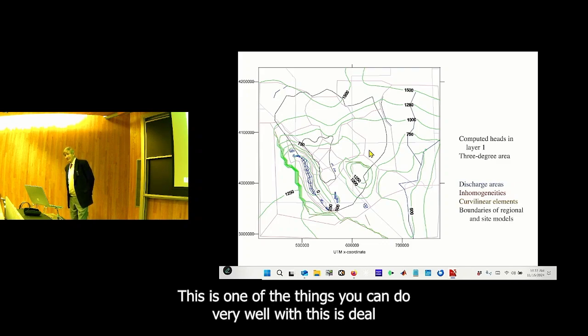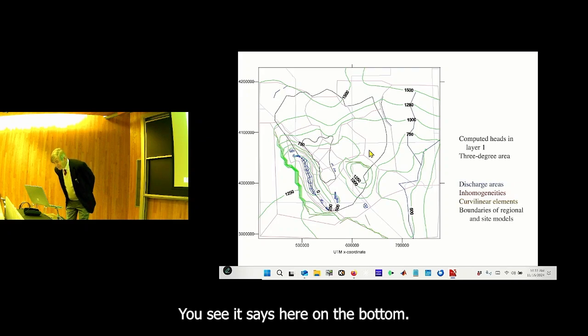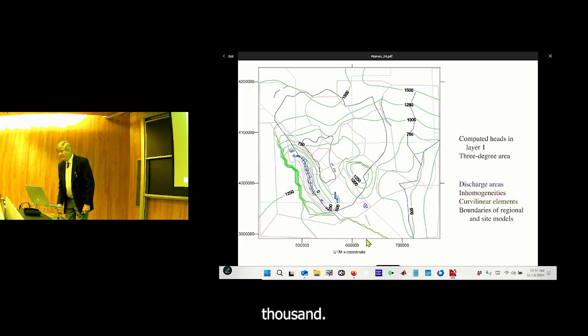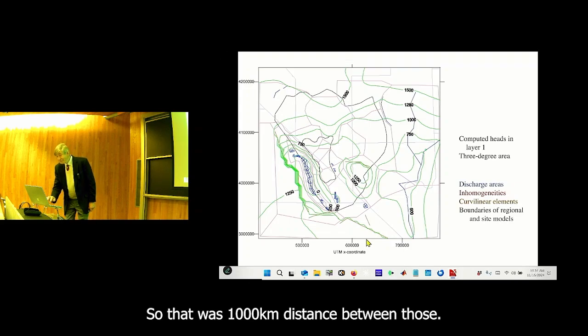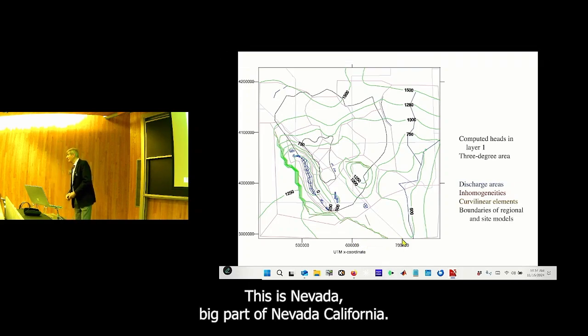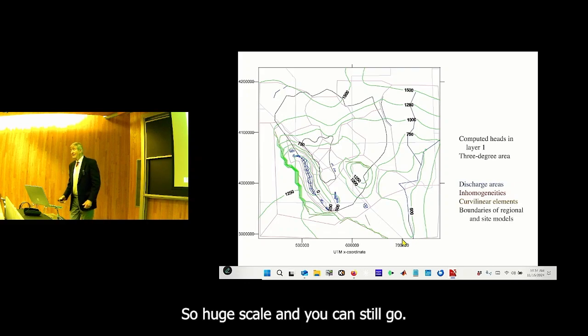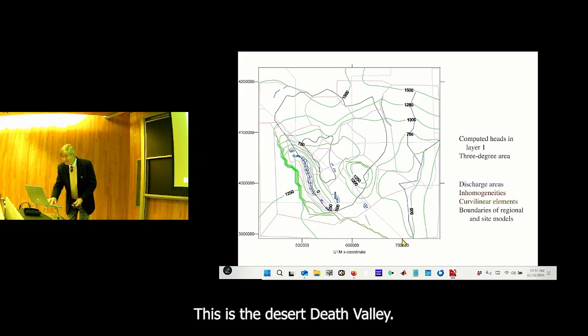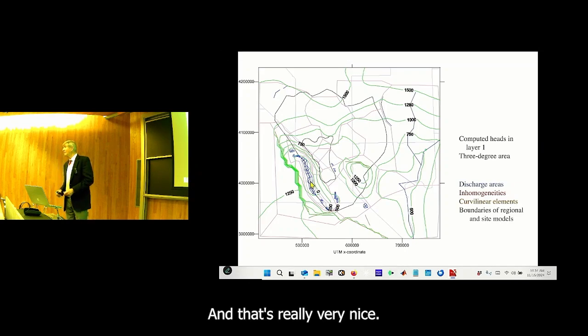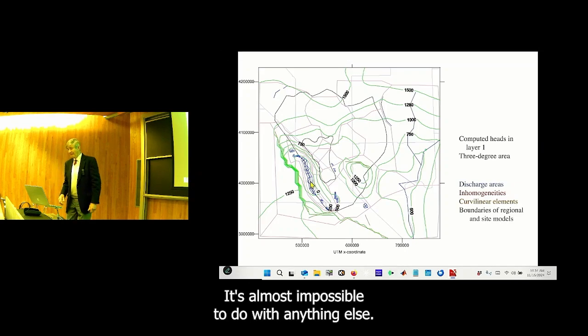This is one of the things you can do very well with this: deal with scale differences. You see, it says here on the bottom, this is 600,000, 700,000, so there's 1,000 kilometers distance between those. This is Nevada, a big part of Nevada, California. It's a huge scale. And you can still go to the desert, Death Valley, but you can also zoom in, and that's really very nice. It's almost impossible to do with anything else.